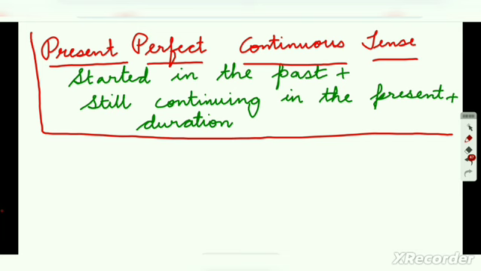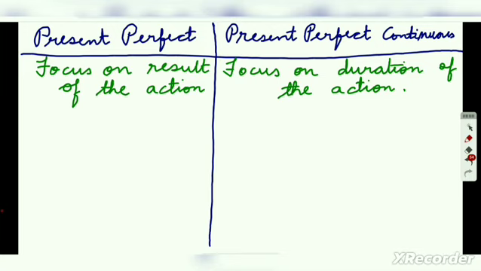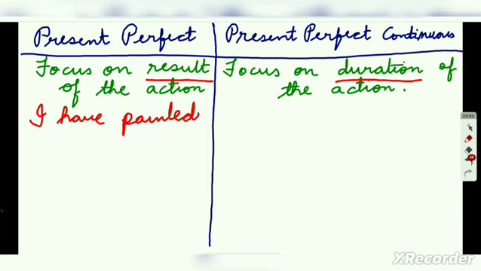Now let's remember a small difference between the present perfect and the present perfect continuous tense. In the present perfect tense, the focus is on the result of the action, whereas in the present perfect continuous tense, the focus is on the duration of the action. Let us learn it with examples. For the present perfect tense: I have painted the wall. So what does it mean? The wall is painted. The action is completed. It focuses on the result.